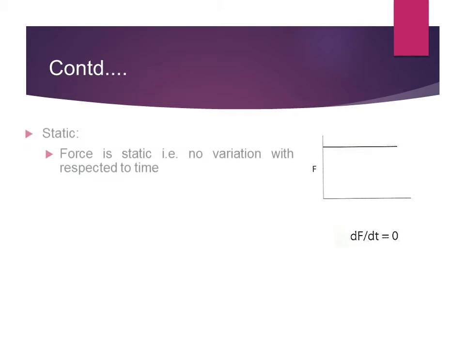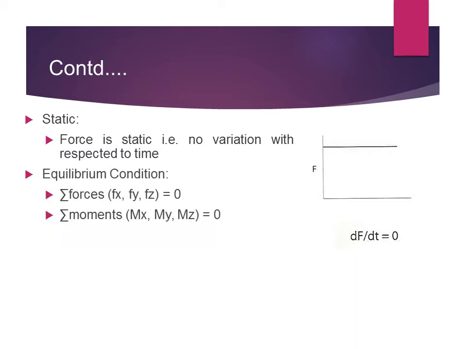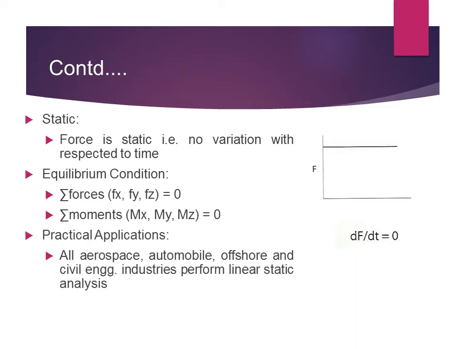or ultimate stress. Now, what is the meaning of statics? Statics means force is static, that is, no variation with respect to time. So, dF by dt is equal to 0 for the statics condition. Equilibrium condition where the summation of all the forces, that means summation of Fx, Fy, Fz, the forces in all three directions, is equal to 0, and the summation of moments, that is Mx, My and Mz, is equal to 0. This is where you can use linear static analysis.